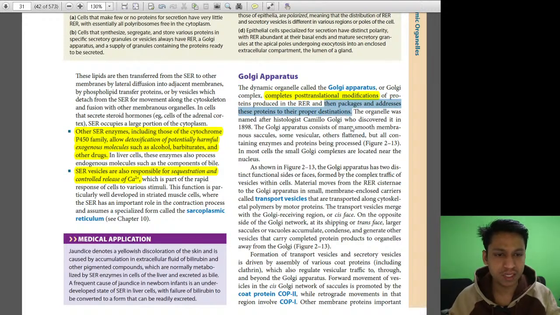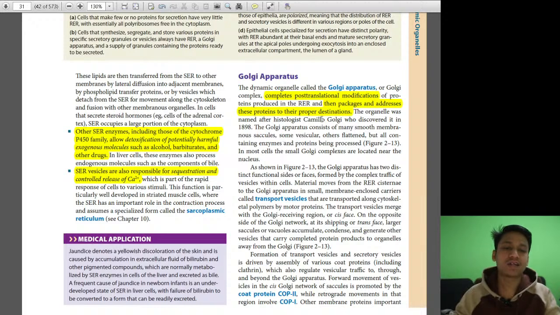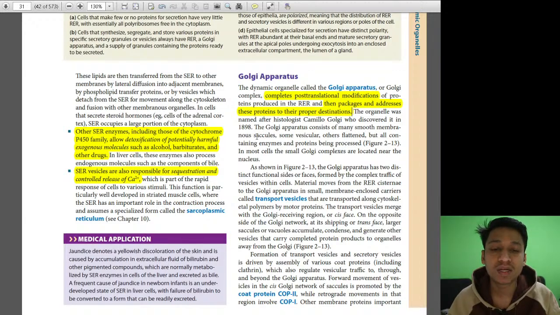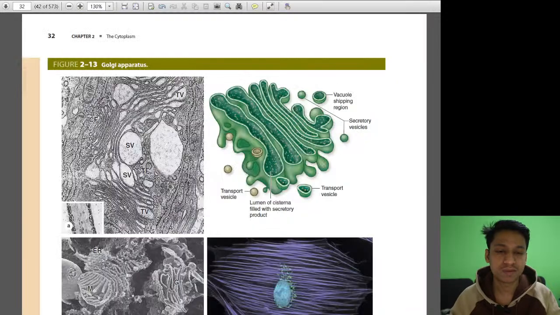to their proper destinations. The organelle was named after histologist Camillo Golgi, who discovered it in 1898. The Golgi apparatus consists of many smooth membranous saccules, some vesicular and others flattened, but all containing enzyme proteins being processed. In most cells, Golgi complexes are located near the nucleus. So we have smooth membranous saccules, some vesicular and other flattened, but containing enzyme and protein being processed.